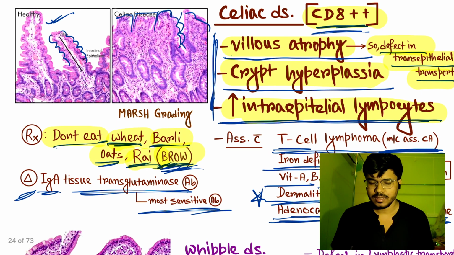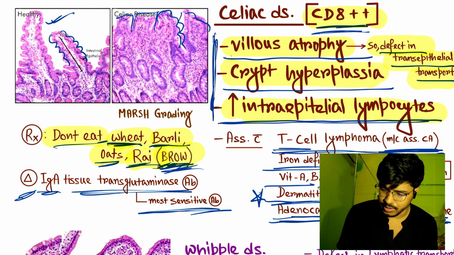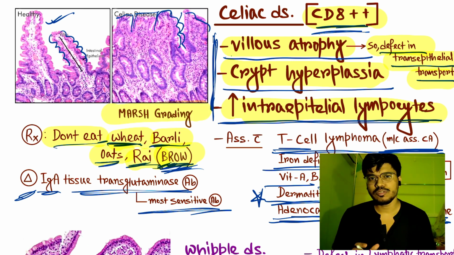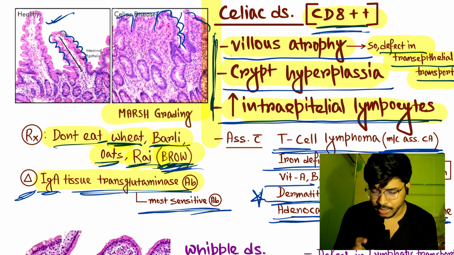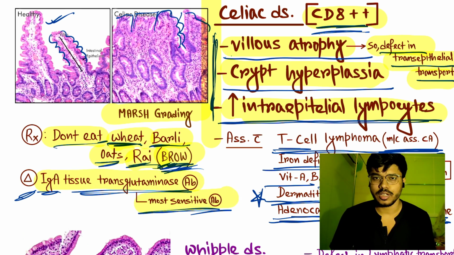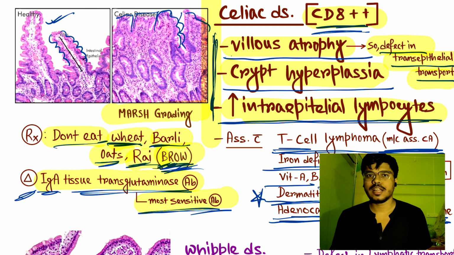So, BROW. And there is one grading for celiac disease. That is the Marsh grading. You have to know just the name. Diagnosis is made upon intestinal biopsy and two antibodies. That is the IgA tissue transglutaminase antibody, the most sensitive antibody, and the anti-endomysial antibody, the most specific antibody.